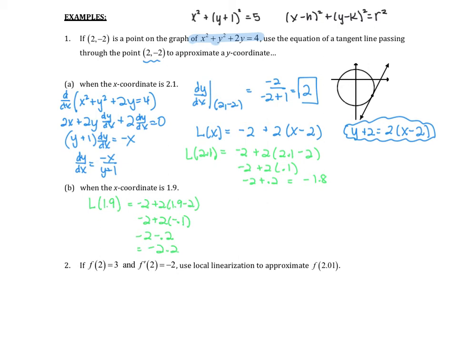Pretty cool how that works, to be able to find any point on that curve, even if it's not easy to find a derivative there. We wouldn't want to take the derivative and plug in 2.1. What if this is the non-calculator part of the test? So we want to be able to use the linear approximation for that. Okay, let's look at another example.